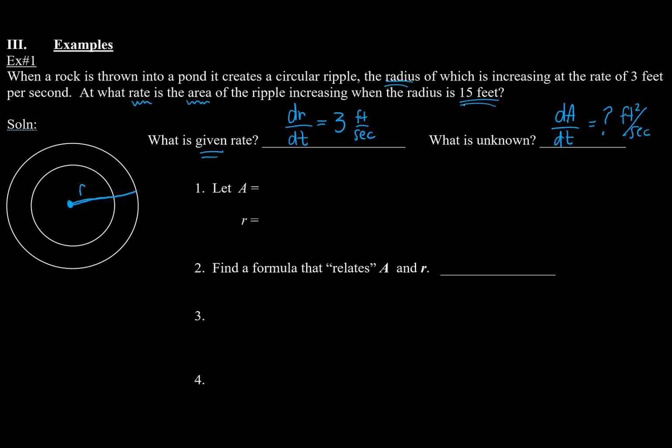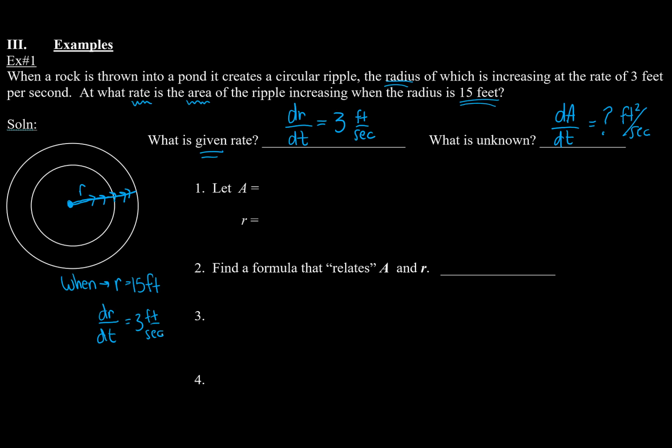Now I also want to point out, we know that the radius is 15 feet, but keep in mind that the radius is growing. So this is just a moment in time that we're looking at. So r is not fixed. R at this moment in time is 15 feet, but we know that the radius is growing by 3 feet per second.